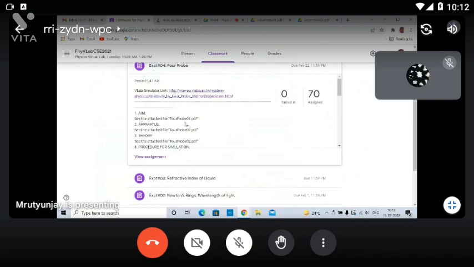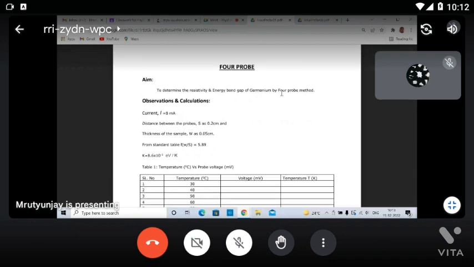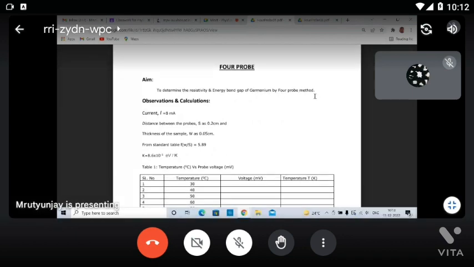First of all, you have to write the aim of the experiment. For the aim, you see the attached file probe 01.pdf. The aim is to determine the resistivity and energy band gap of germanium by the four probe method. That means for a germanium semiconductor, we are going to find out the energy band gap.